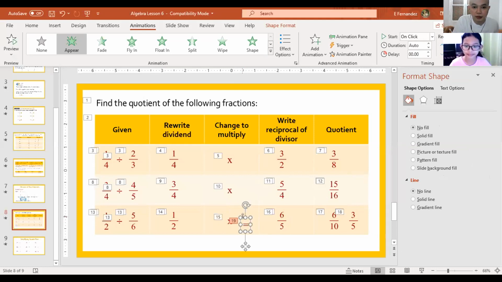Okay, no problem. Let me just add equal signs so it will be confusing. Sorry. Equal sign here, equal sign, equal sign. Okay, hopefully we have one last slide.